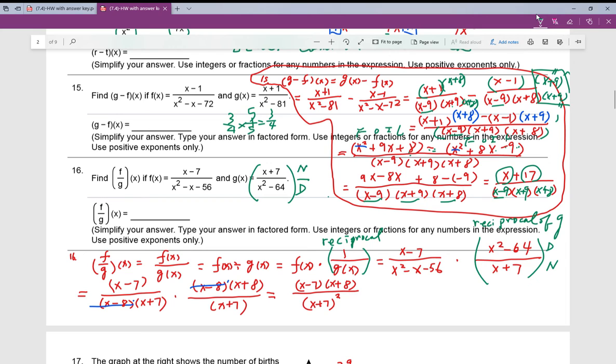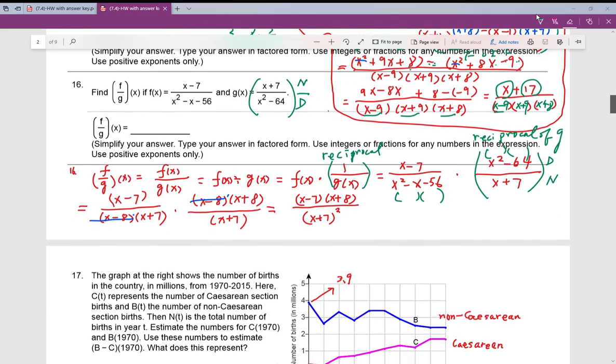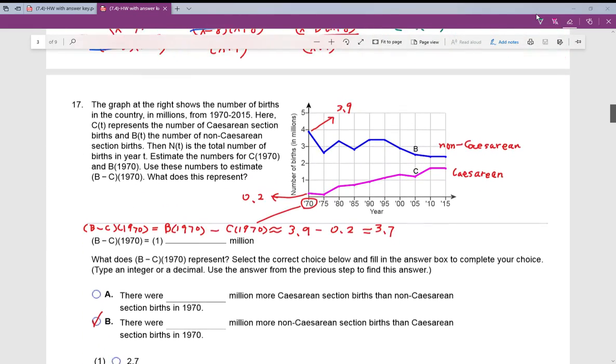Now you need to factor. After you factor, then you can reduce, because the same thing divided by the same thing is 1, right? So you can reduce. After reducing, numerator multiplies with numerator, denominator multiplies with denominator. Number 16 is complicated, but it's a very good review for you. Number 15 is the same thing.